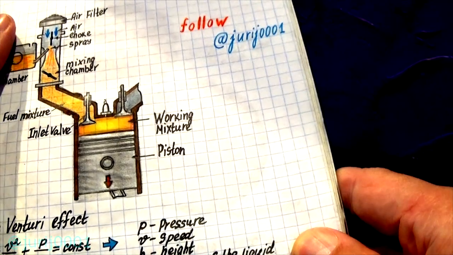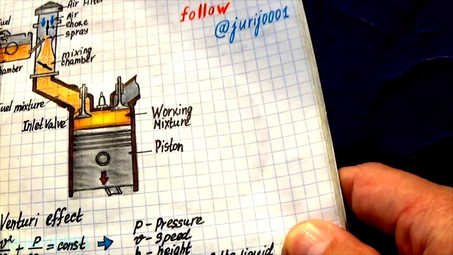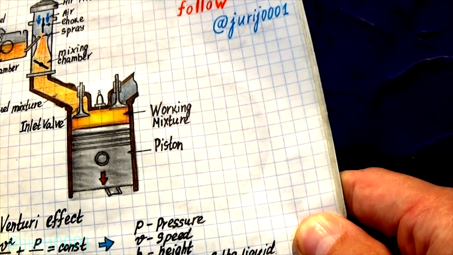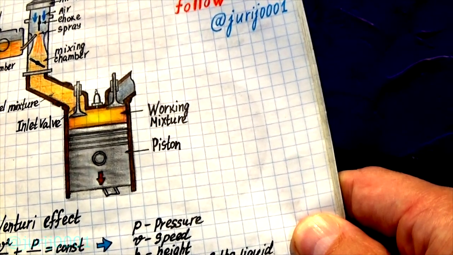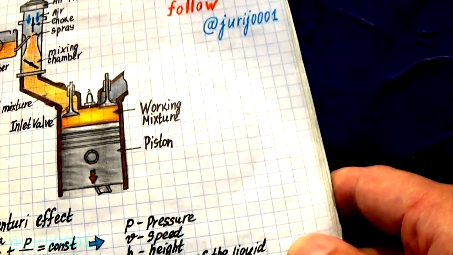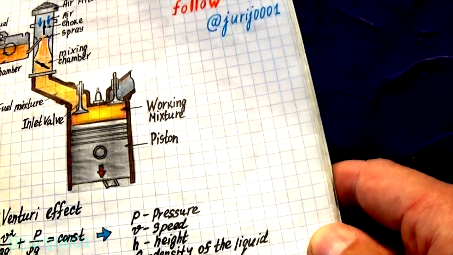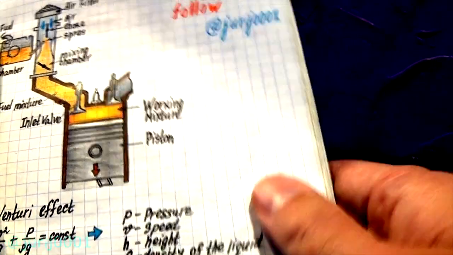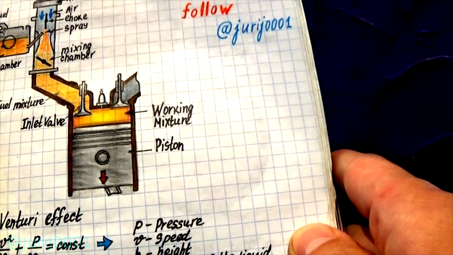I hope you understand that in the absence of air, gasoline does not burn, and only gasoline will enter the cylinder. It will reach the spark plug this way, and the engine will not start. Therefore, you need to create a combustible mixture of gasoline and air. This is exactly what the carburetor is for.